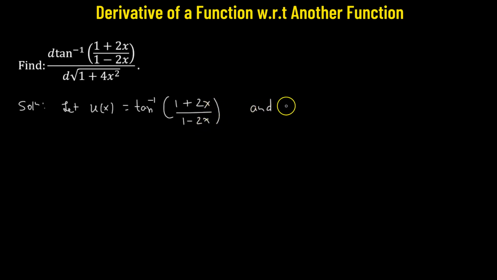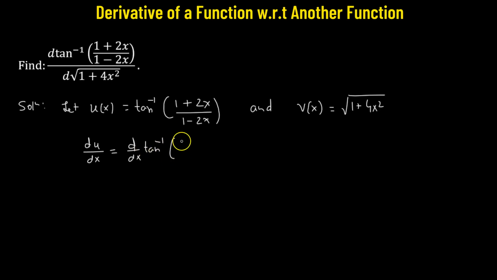And we'll make another assumption. We'll consider another function v, which is a function of x, to be equal to the square root of 1 plus 4x squared. Now we'll take the derivative of u with respect to x, which is the same as taking the derivative of tangent inverse of (1 plus 2x) over (1 minus 2x). Here we use the derivative of the inverse tangent function, which is 1 over 1 plus x squared. In this case x is given by (1 plus 2x) divided by (1 minus 2x), so we'll have to use the chain rule.